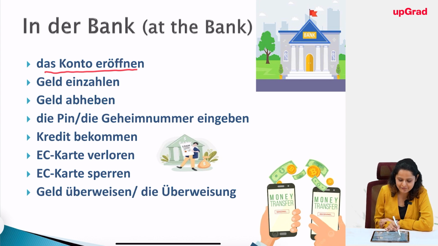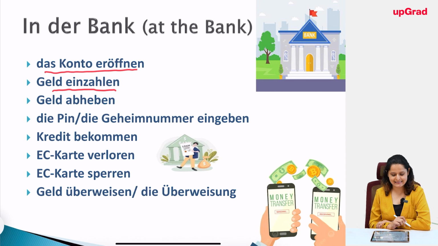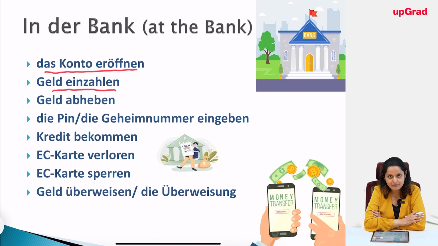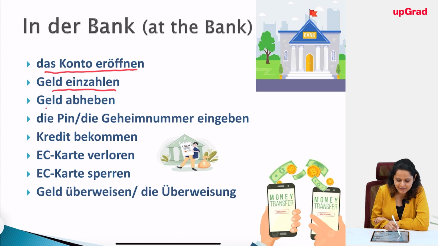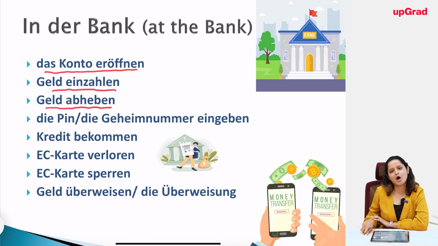After that, we have the words Geld einzahlen. Einzahlen is to deposit. So when you want to deposit money in your bank account specifically, the word that we use here is einzahlen. So Geld is money. Einzahlen is basically to put money in your bank account. After this, we have Geld abheben, which is the opposite of einzahlen, which means to withdraw money or take out money. So einzahlen is putting in money. Abheben is taking out money, which is withdrawing money.